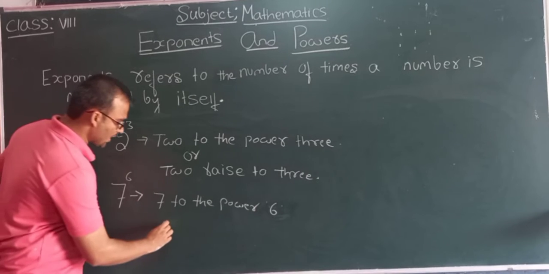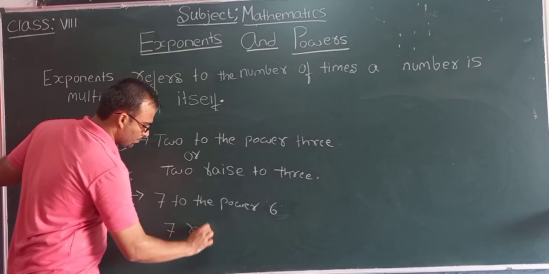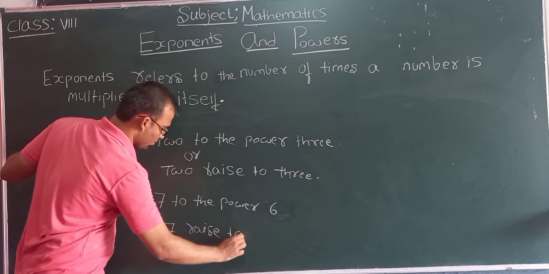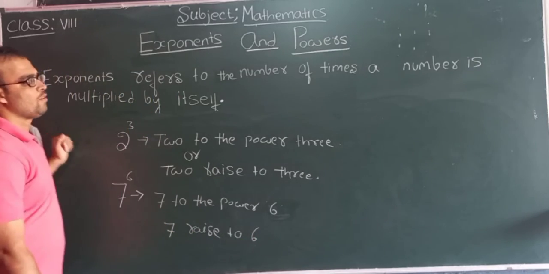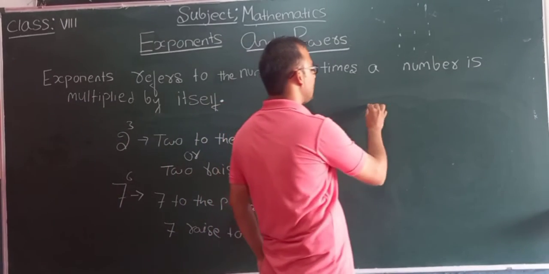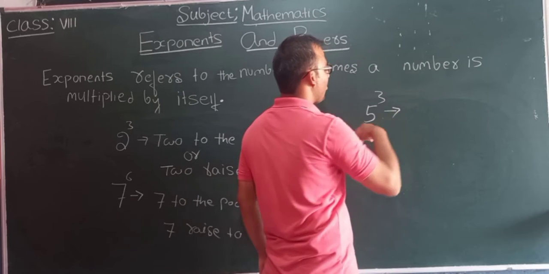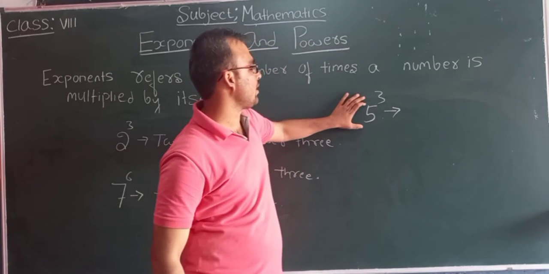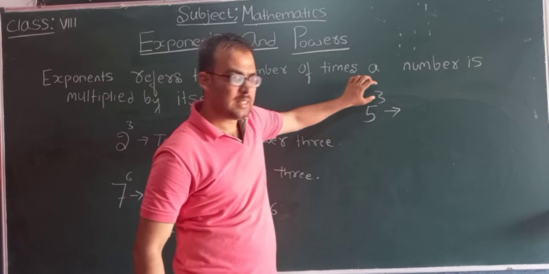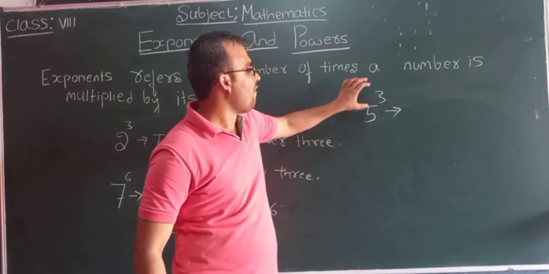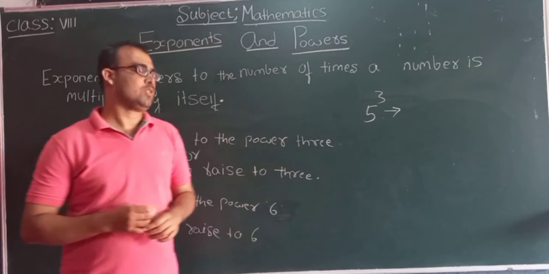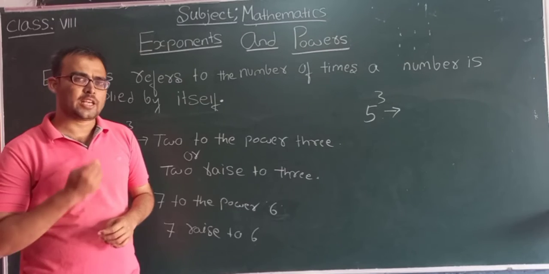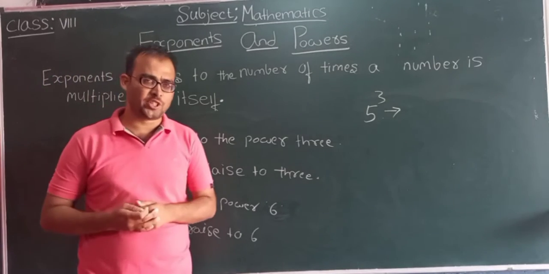Or we can pronounce it as 7 raised to 6. Okay, or if suppose I have written like this. So how can we pronounce it? You can pronounce this as 5 to the power 3 or 5 raised to 3. Okay, so this is how we can pronounce the exponent. We can pronounce the numbers in exponential form.